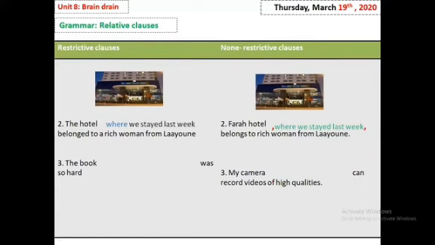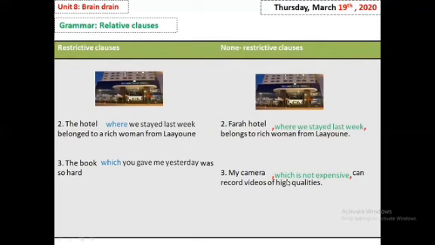The other example, my camera can record videos of high quality. The book was so hard. So here we say the book was so hard. Which book? The person you are speaking to is going to ask questions because the meaning is not complete for him. So he's going to say, which book are you talking about? Then you are going to say, the book which you gave me yesterday was so hard.